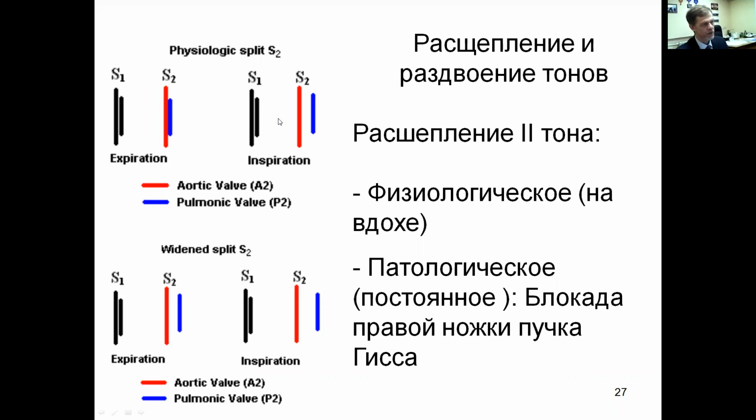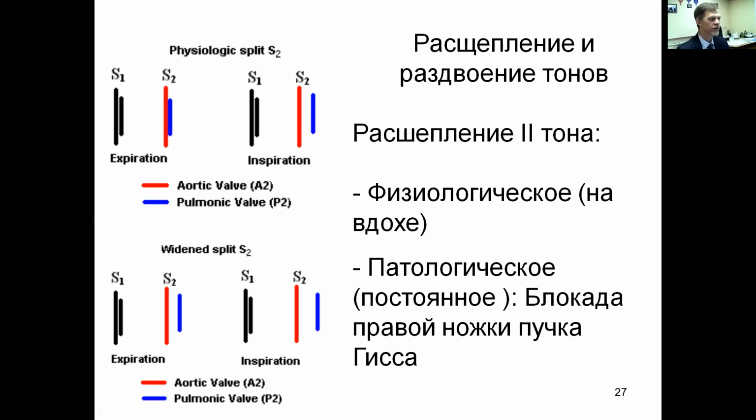What happened then? If you inspire, the pulmonic component moves away from the aortic component, with some delay in closure. This delay in closure we can hear as splitting of S2. Sometimes it may be pathological splitting, for example, due to right bundle block, right His bundle block.